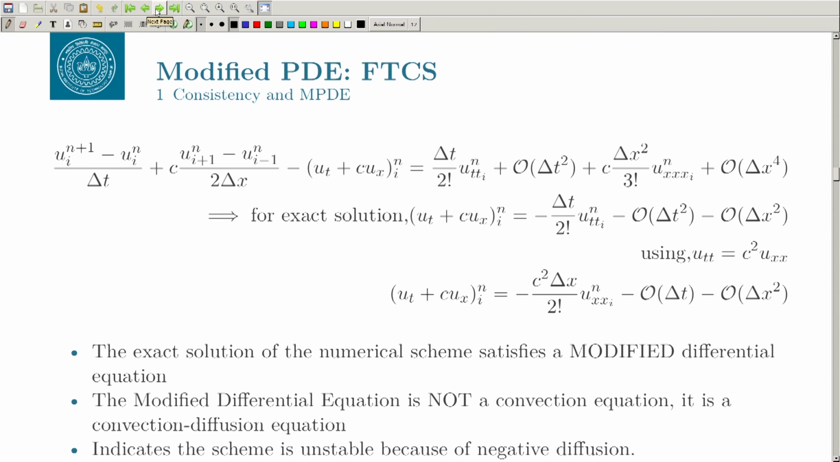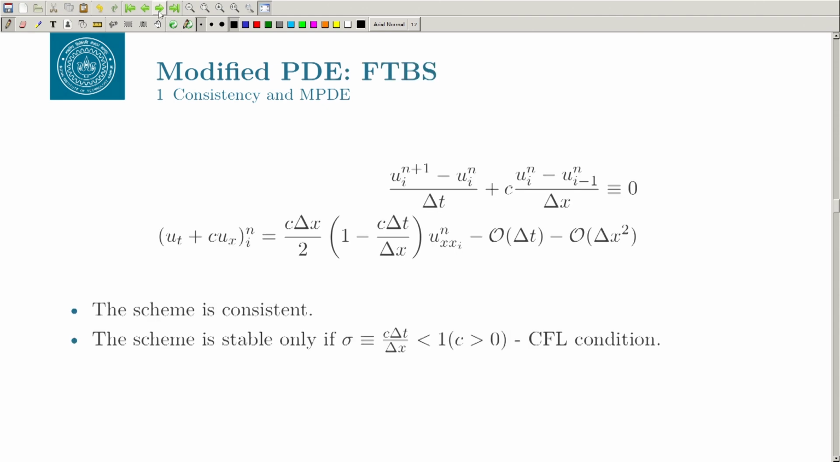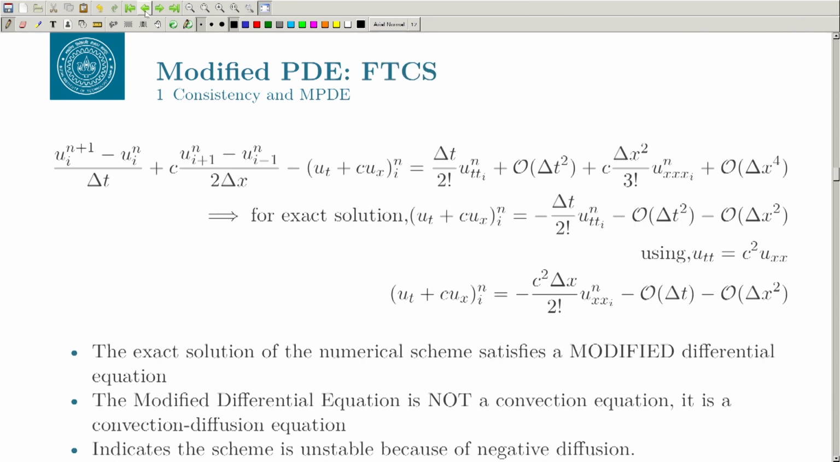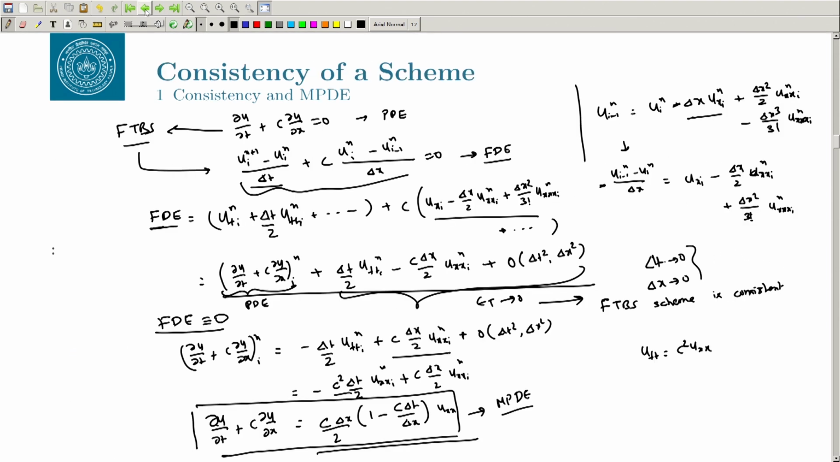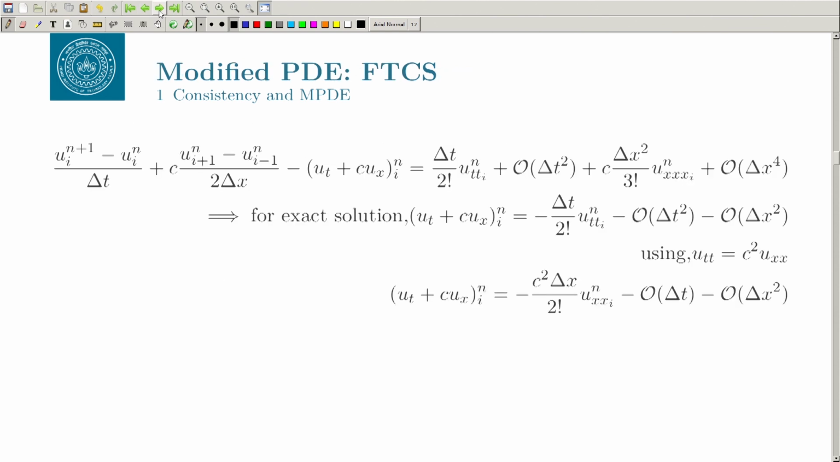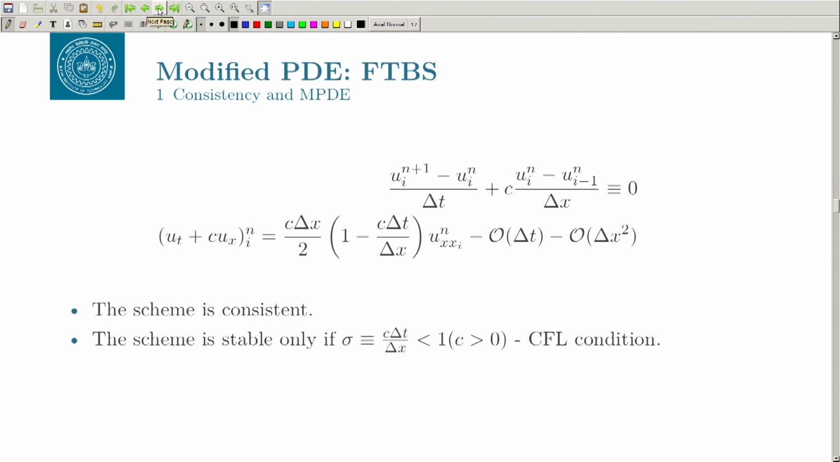MPDE, that is for FTCS, and if you go to the FTBS, that will be minus (1 minus C delta T by delta x). So, there is one negative sign which will come here. So, 1 minus C delta T by delta x. Okay, so this is correct.